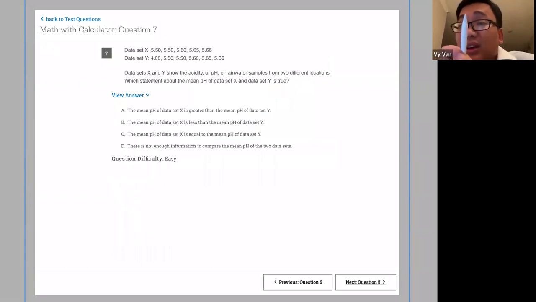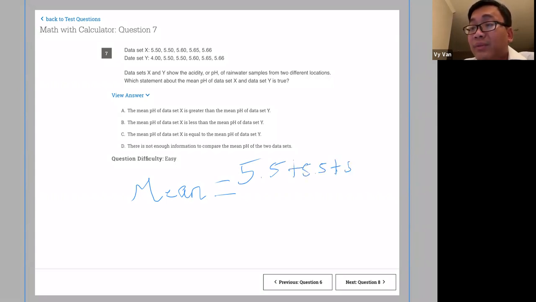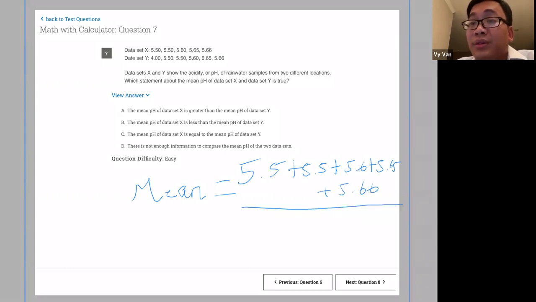Next one. This question is a statistics question: mean, median, and mode. It says, what statement about the mean pH of data set X and set Y is true? What's the best way to do this? We actually have to find the mean. For those of you who don't know, mean means average. We add all the numbers up and divide by the number of numbers. So 5.5 plus 5.5 plus 5.6 plus 5.65 plus 5.66, all divided by 1, 2, 3, 4, 5.